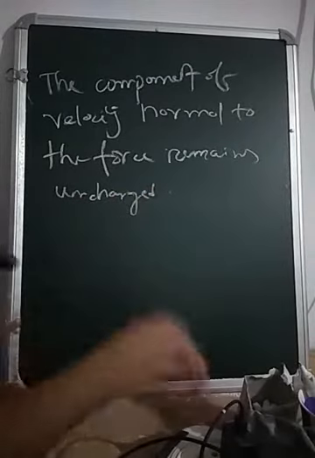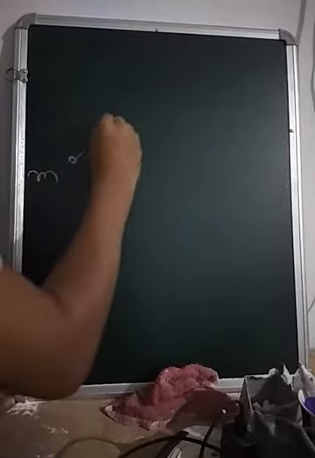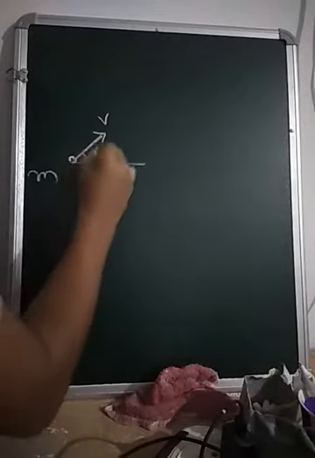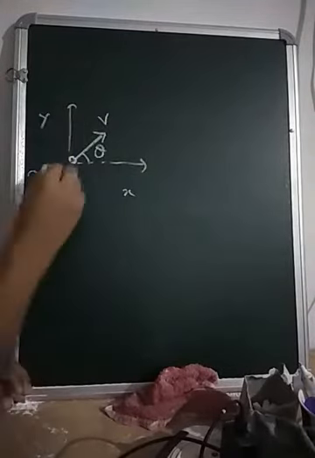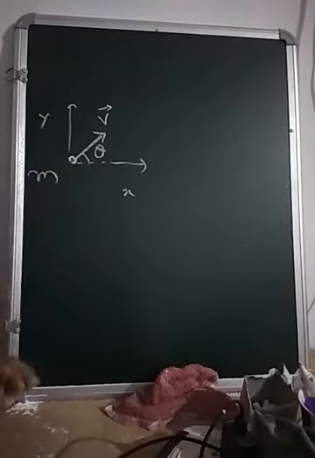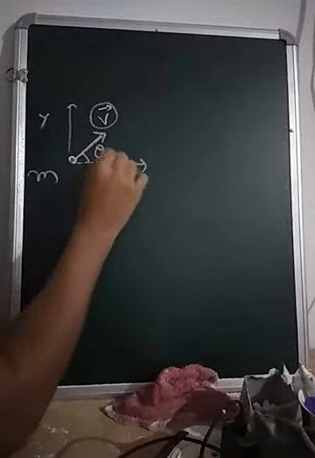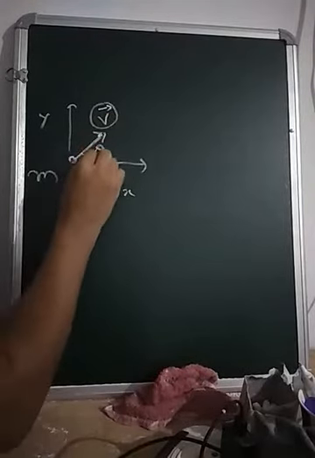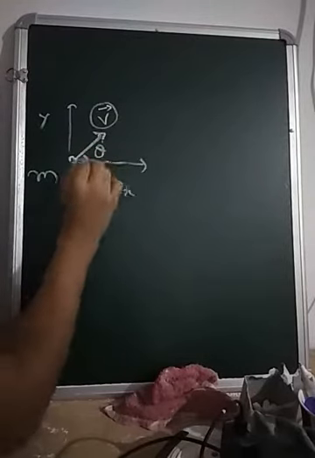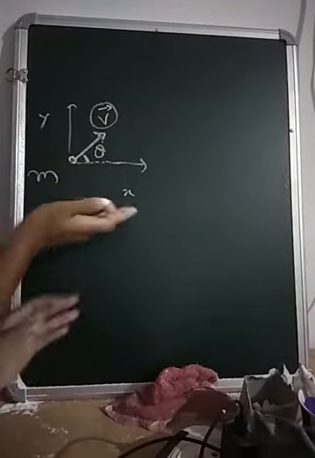Okay, so as an example we will understand this. Suppose there is an object of mass m. We have projected this object with velocity v at an angle theta with the horizontal. Suppose this is x, this is y. Theta is the angle between the direction of velocity and the horizontal. Object m is projected with a velocity v along a direction theta with the x-axis.